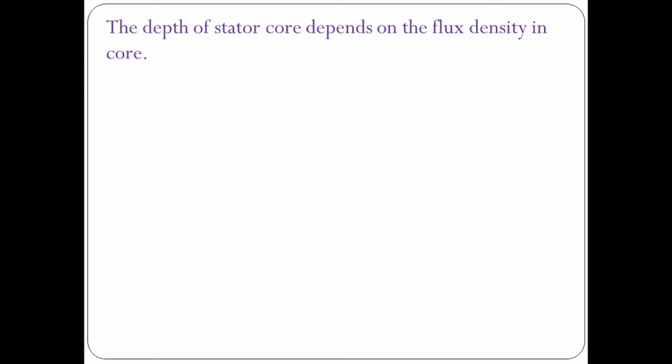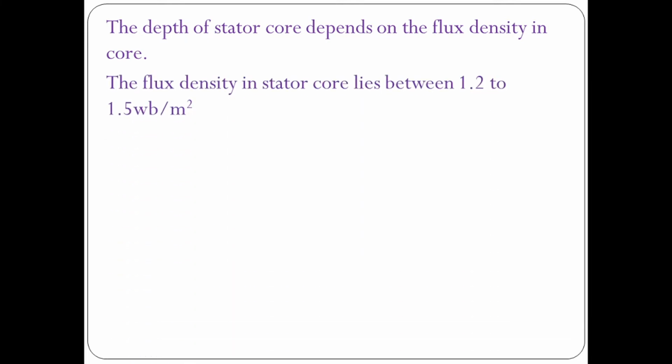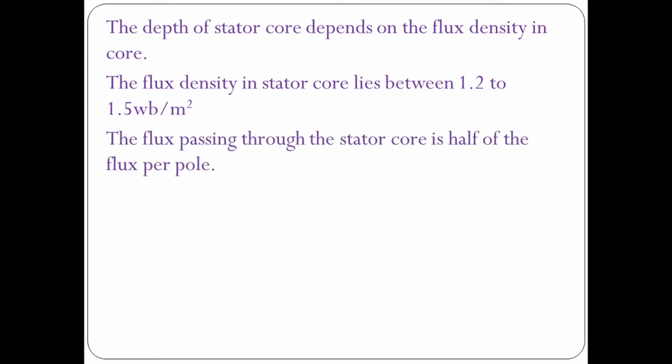The depth of the stator core depends upon the flux density in the core. The flux density in the stator core lies between 1.2 to 1.5 Weber per meter square. The flux passing through the stator core is half of the flux per pole, the amount of flux present per pole. So the flux in the stator core is phi m divided by 2.